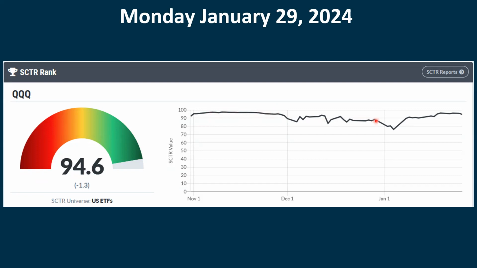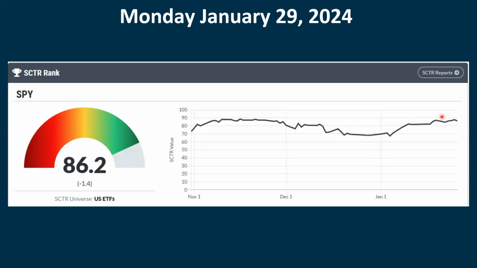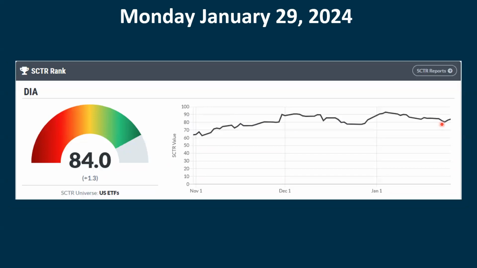We can also see how this score has changed over a period of time. We did see some weakness earlier in January, and now we've been setting a series of new all-time highs with the NASDAQ 100. Coming in second place is the S&P 500. Also saw some weakness to begin the year, has been showing some improvement, and it comes in at 86.2. In third place is the Dow. These are represented by the diamonds, which is the ETF for the Dow. And this is coming in with a score of 84.